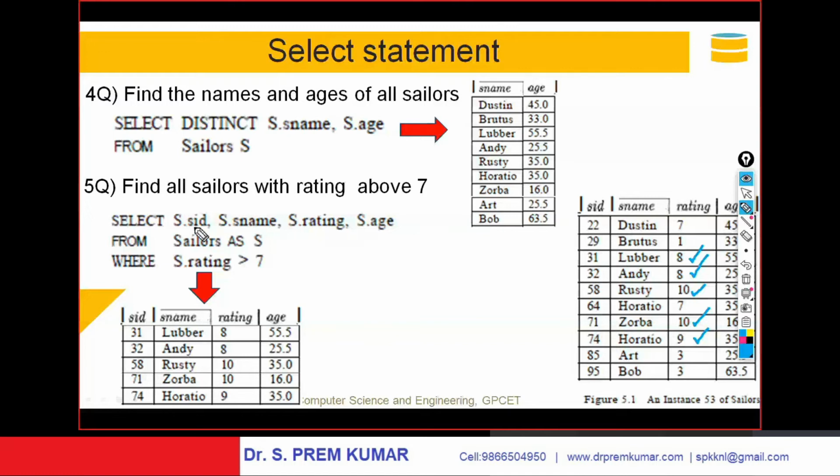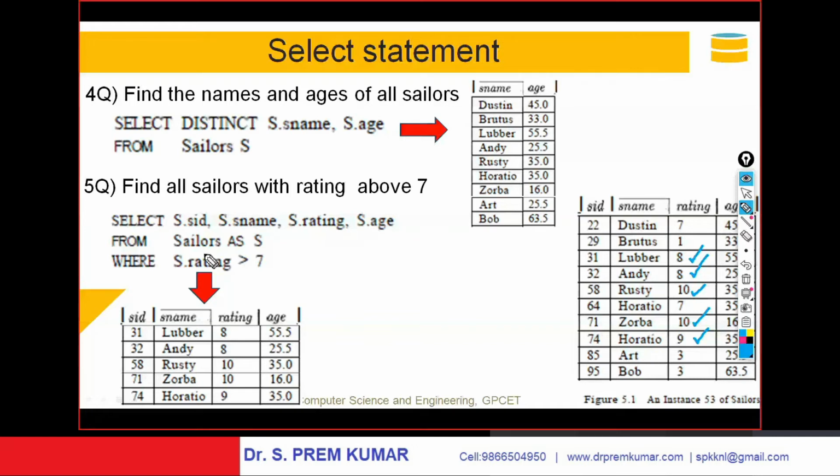So select sailor ID, sailor name, rating and age of sailors from the sailor table whose rating is greater than 7. Where rating is greater than 7. Rating greater than 7 is Lubber.